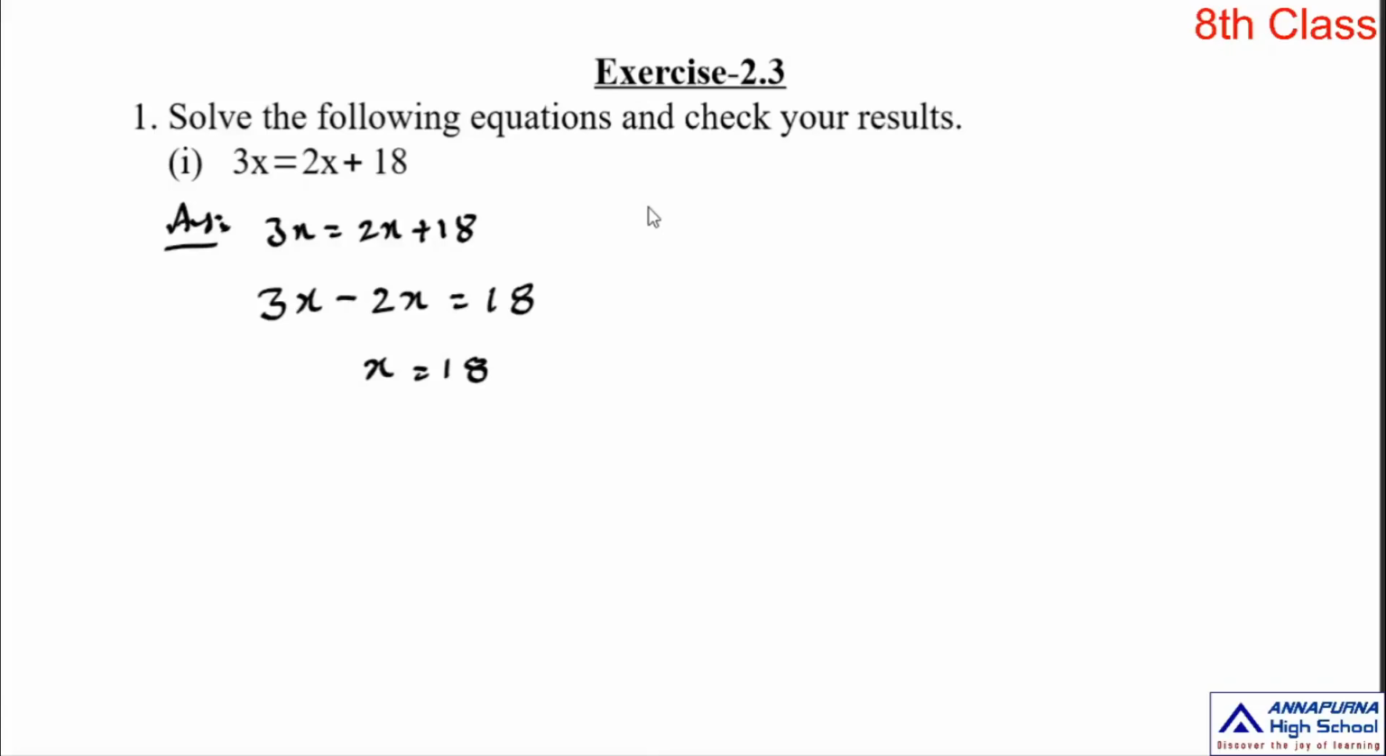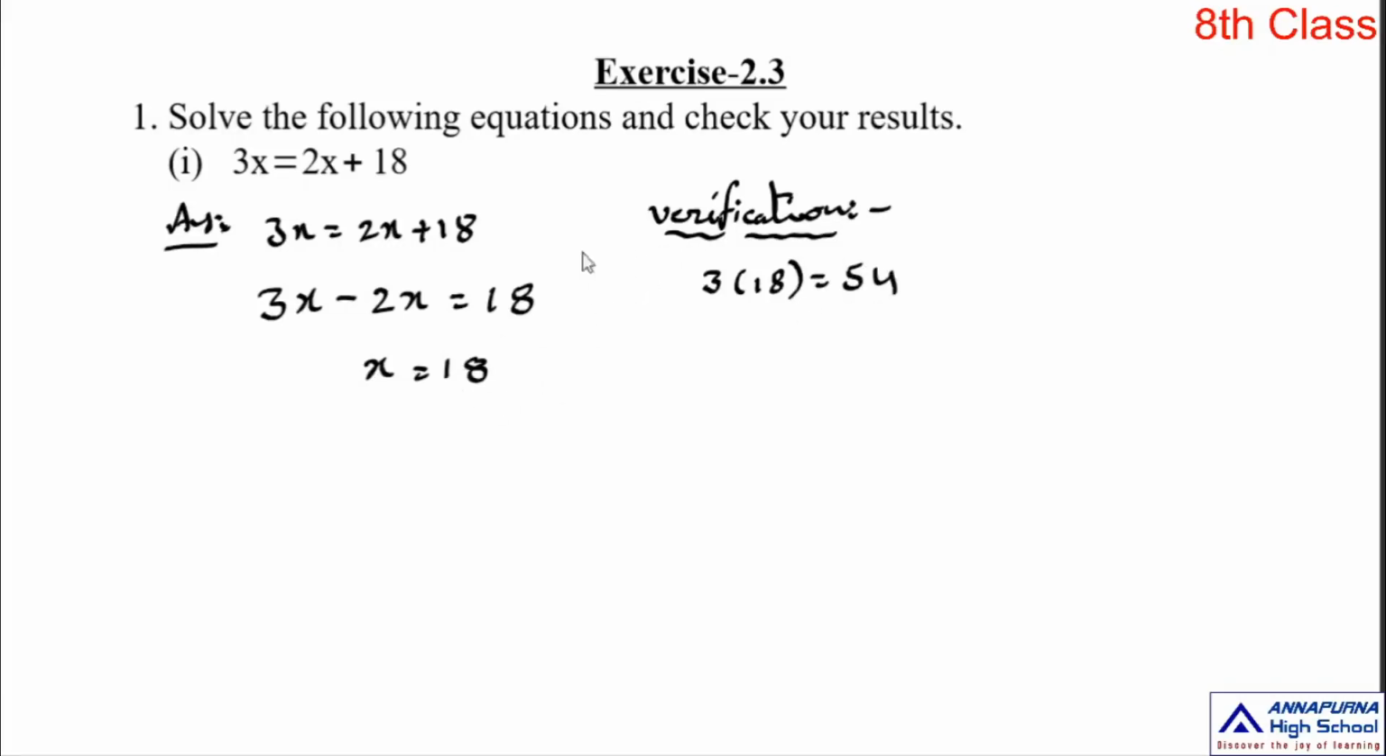Now verification. Okay, so verification is very simple. Substitute the variable value on the left side and right side separately and observe whether the result is the same or not. Now here the solution is x is equal to 18. Now substitute this value on the left side of the given equation. Here what is the left side part of the given equation? That is 3x. So 3 into 18, it is equal to 54.